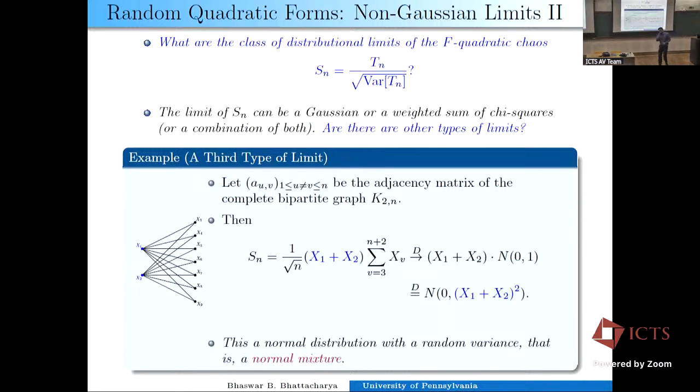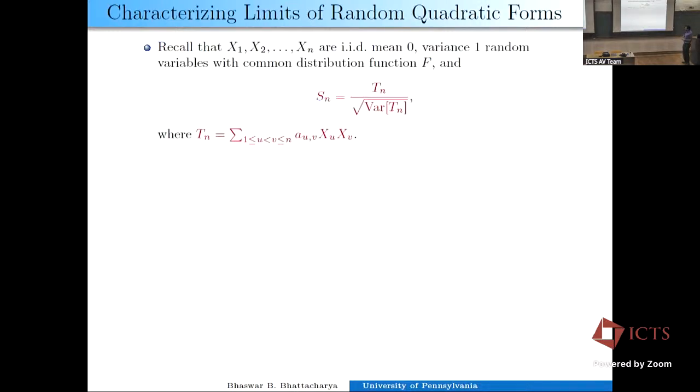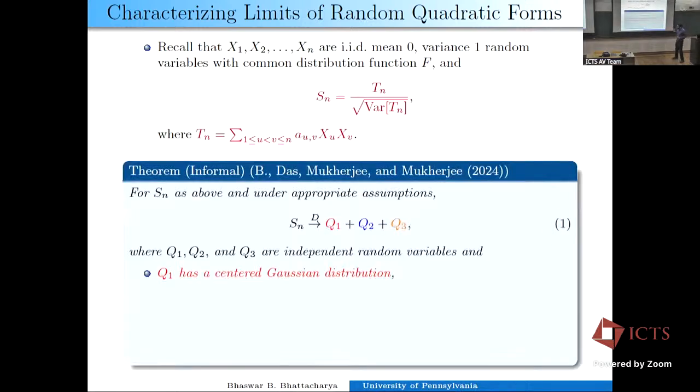Again, this is the big degree case. Whenever there are big degrees, this is going to come up. So this is a normal mixture where you mix on the variance. So the result that we proved a few years ago was that if you look at S_n, which is T_n over standard deviation, these 3 are all the possible limits you can get.